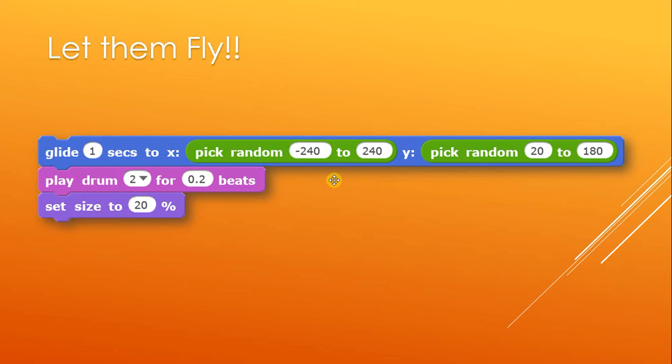to a random X position and a less random Y position. We'll be playing a drum to give him a dup sound as he explodes. And we're setting his size to 20% or 1/5 of his original size. For those who prefer fractions over percentages.